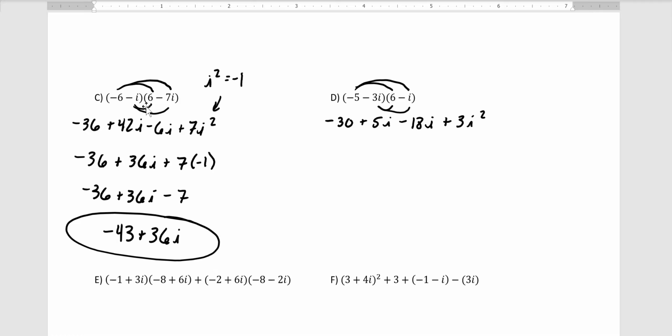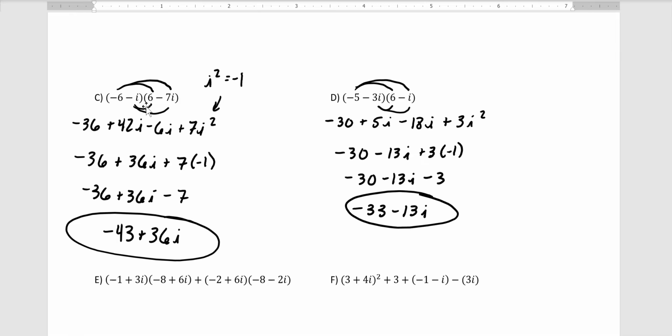Now, of course, i squared is negative 1, so I'd have negative 30 minus 5i minus 18i is negative 13i, plus 3 times negative 1. So negative 30 minus 13i minus 3. Combine my real terms, negative 30, negative 3, so that'd give me negative 33 minus 13i.